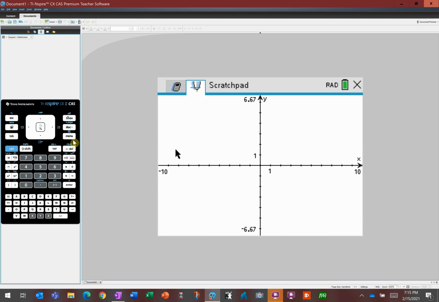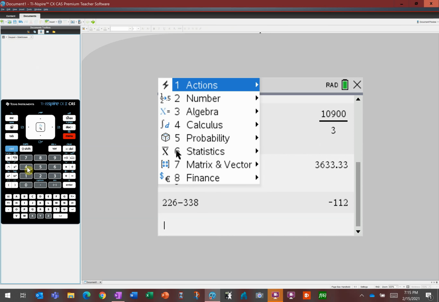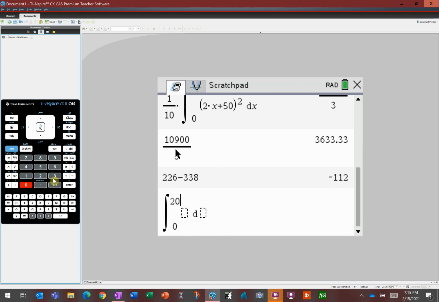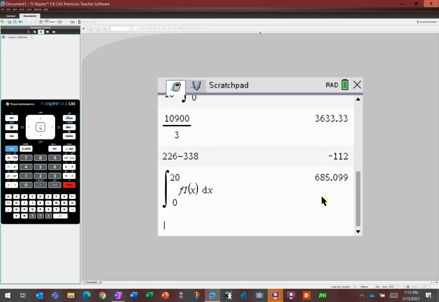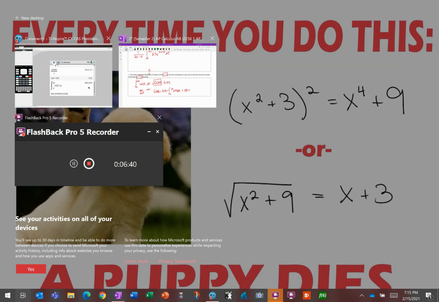Okay, so that integral then, we're going to go back to our other screen. We're going to go menu, calculus, integral, and we're going from 0 to 20 of what equation? Oh, it's in my graphed equation. It's in F1. Notice it turns bold, of x dx, 0 to 20. That looks pretty good. Awesome. 685.099. I want more decimals. 685.099. I guess I do not. And actually, that's probably worth discussing in just a second.